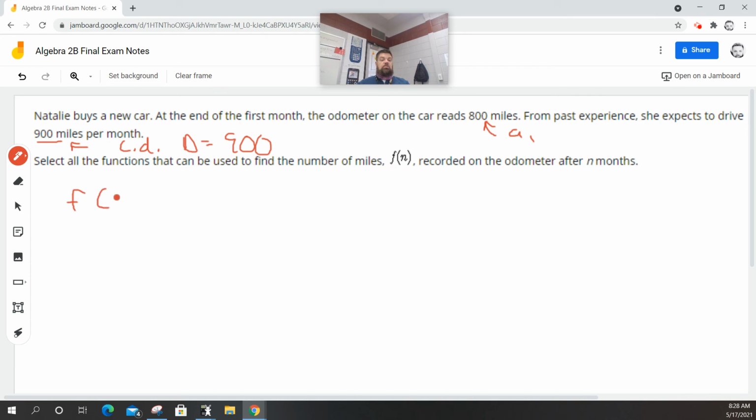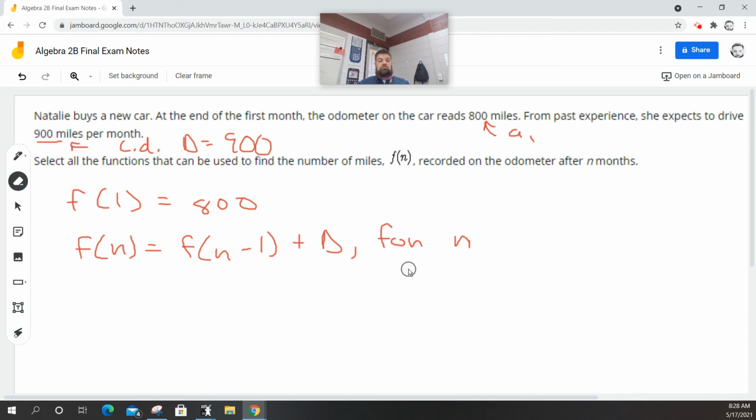So the first thing we need to know for recursive is the first term. So f of 1 is just going to be 800. And then what we do is our recursive would be f of n is equal to f of n minus 1, that's the previous term, plus 900, right, which is the common difference, for n greater than or equal to 2, where n is an integer.